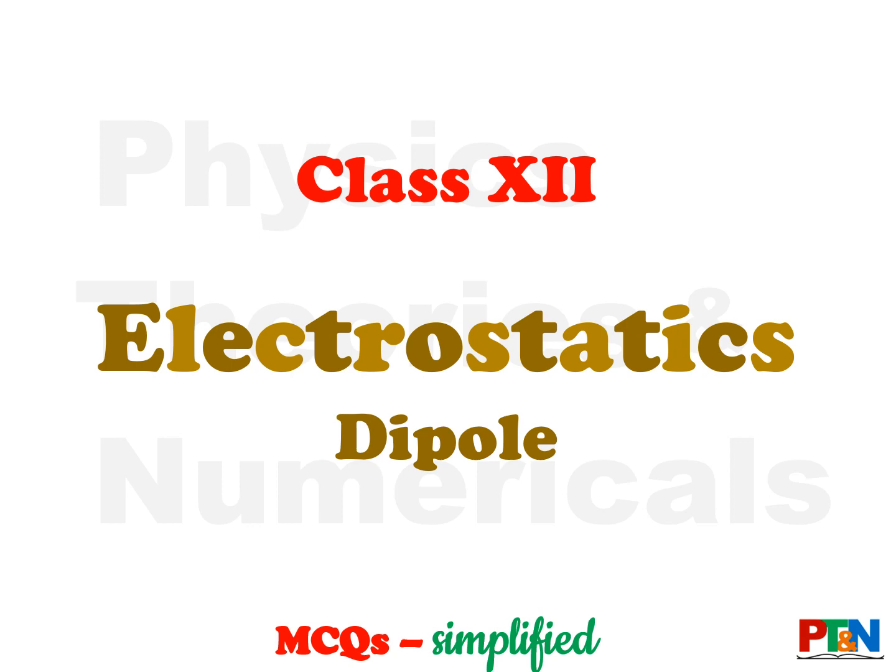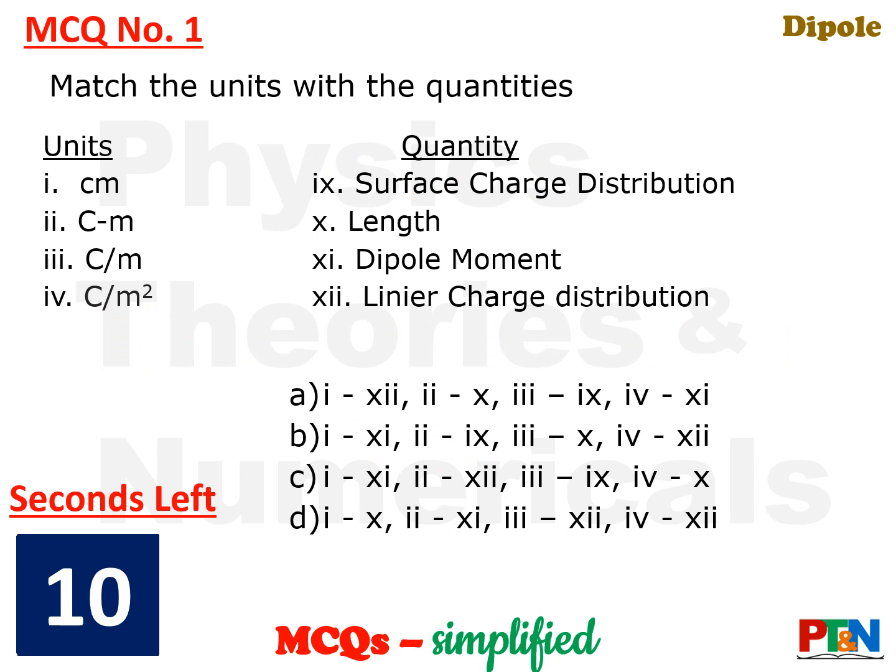This video is for dipole under the electrostatics chapter. The first MCQ. There are two columns given. The first column gives the units, which look similar, and the second column gives the quantity for which these units will be used. You need to match the two columns. 10 seconds time for you to reach your option. Your time starts now.